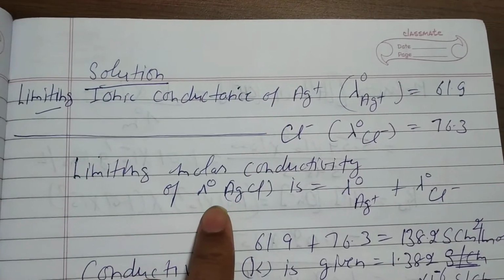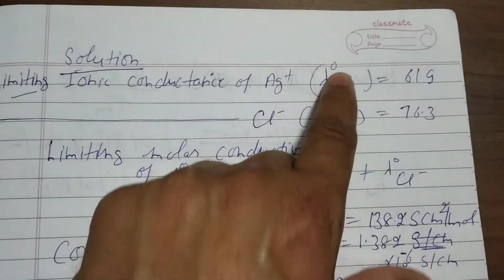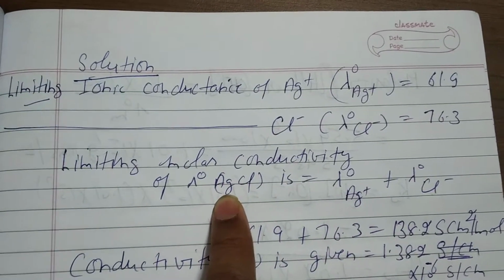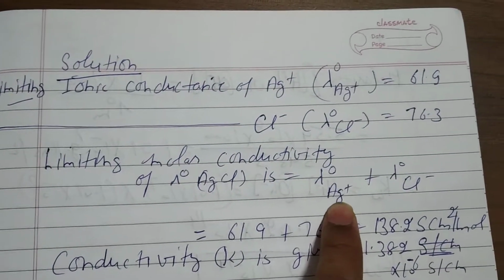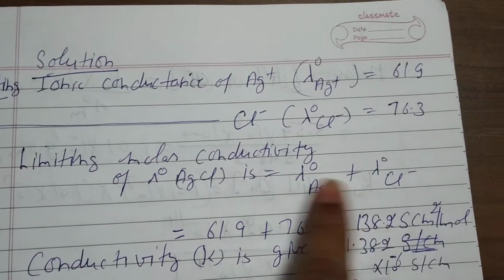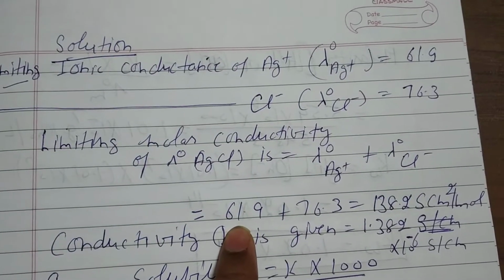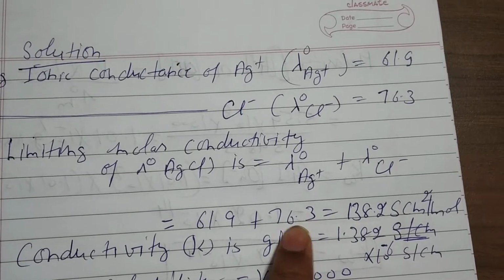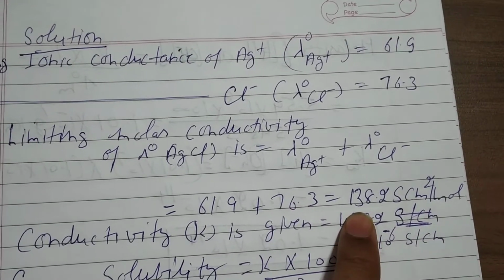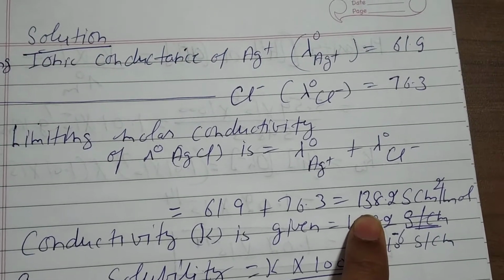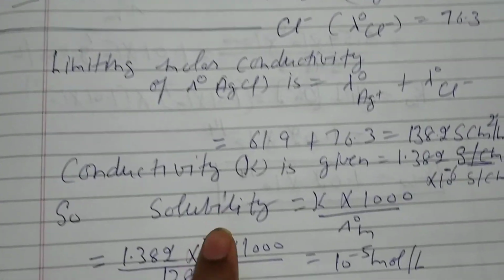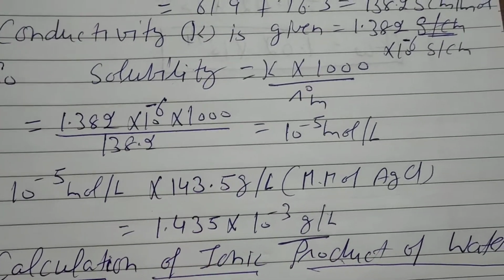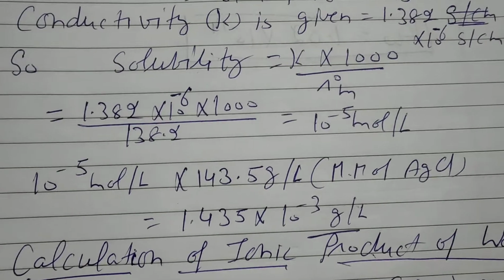So the limiting molar conductance of AgCl will be the sum of these two. We know that the limiting molar conductivity of any compound is equal to the sum of the ionic conductivities of both the ions. So this λ° Ag⁺ is 61.9, λ° Cl⁻ is 76.3, so this will be equal to 138.2 Siemens centimeter square per mole. Now the conductivity is given as 1.382 × 10^-6 Siemens per centimeter.